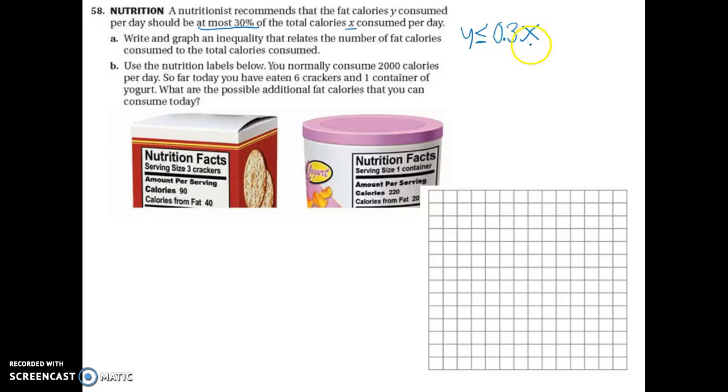Since X was the total calories, we're going to put that down here as our label. Cal is short for calories, and you can use any abbreviation that's already been decided. And then we have our fat calories over here.